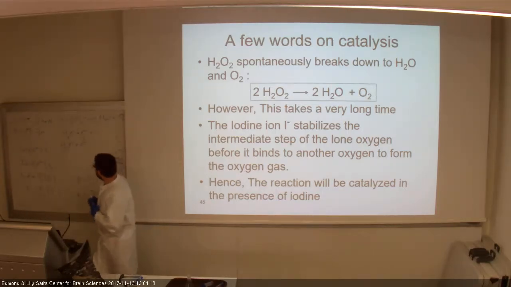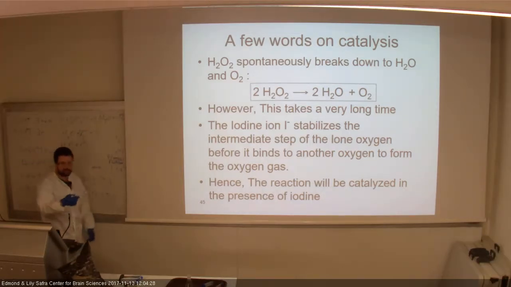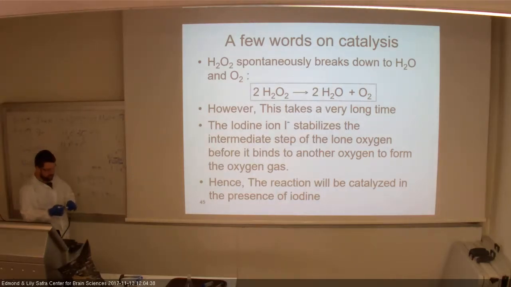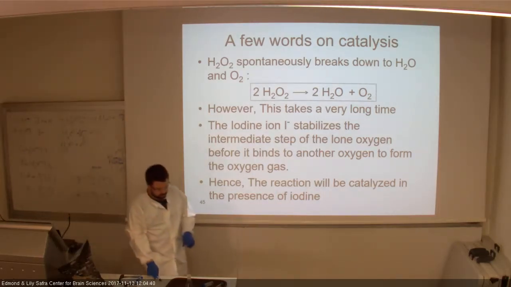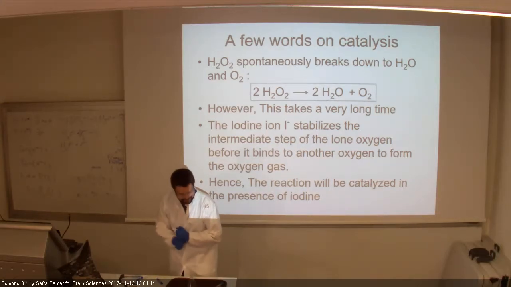So the iodine ion stabilizes this structure. The iodine stabilizes the structure of the lone oxygen, hence increasing the stability of the oxygen by itself and allowing it time, or the possibility, to meet another oxygen and form the oxygen gas. Okay? And how fast will this occur, do you think?